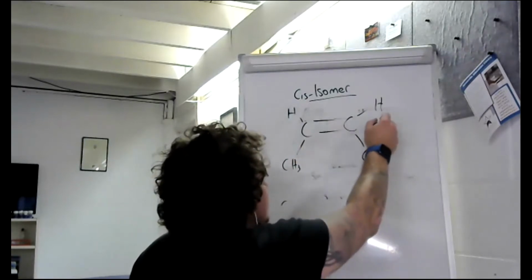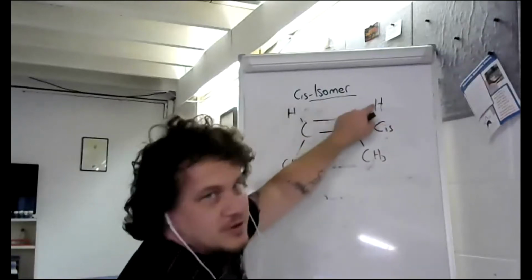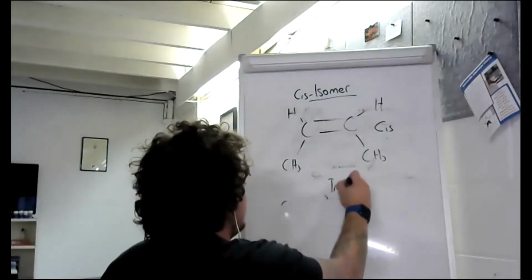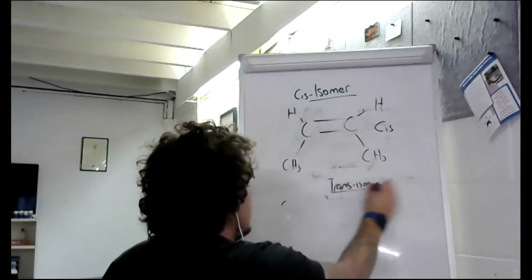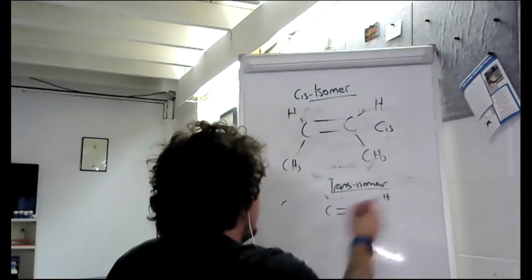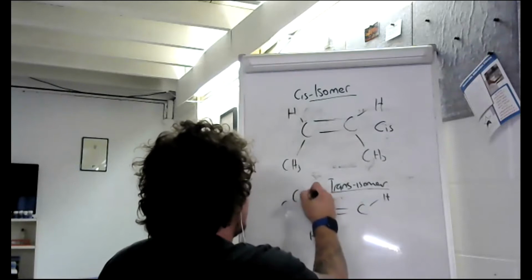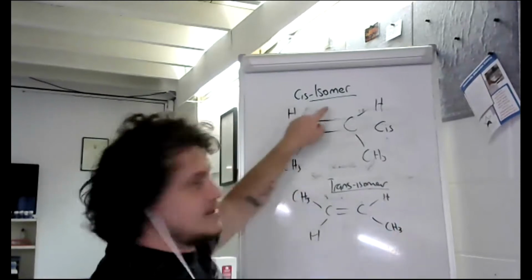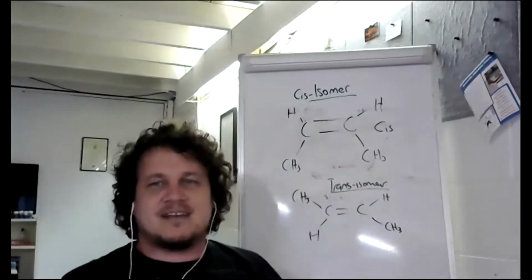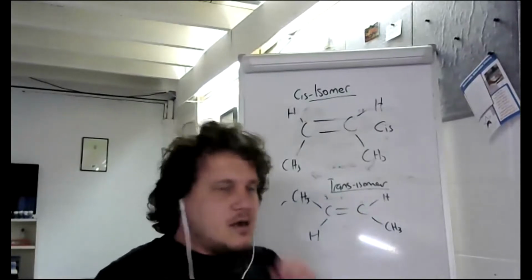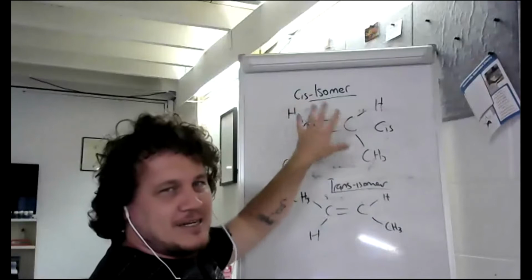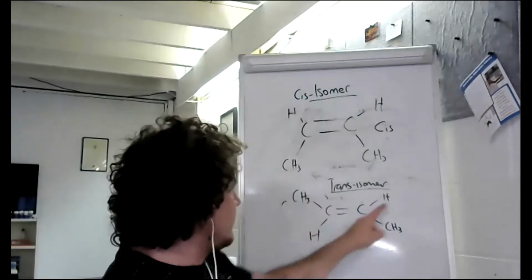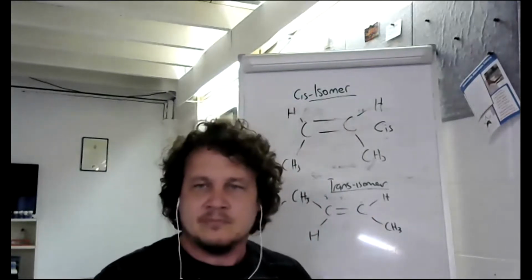and you label this as your cis isomer, where your hydrogens are on the same side, and then you drew your trans isomer, with your hydrogens on opposing sides, and you said, hey, the cis isomer and the trans isomer have the same molecular formula. They are just arranged differently in 3D space. Cis, the hydrogens are on the same side. Trans, they're on opposite sides. Make sense?